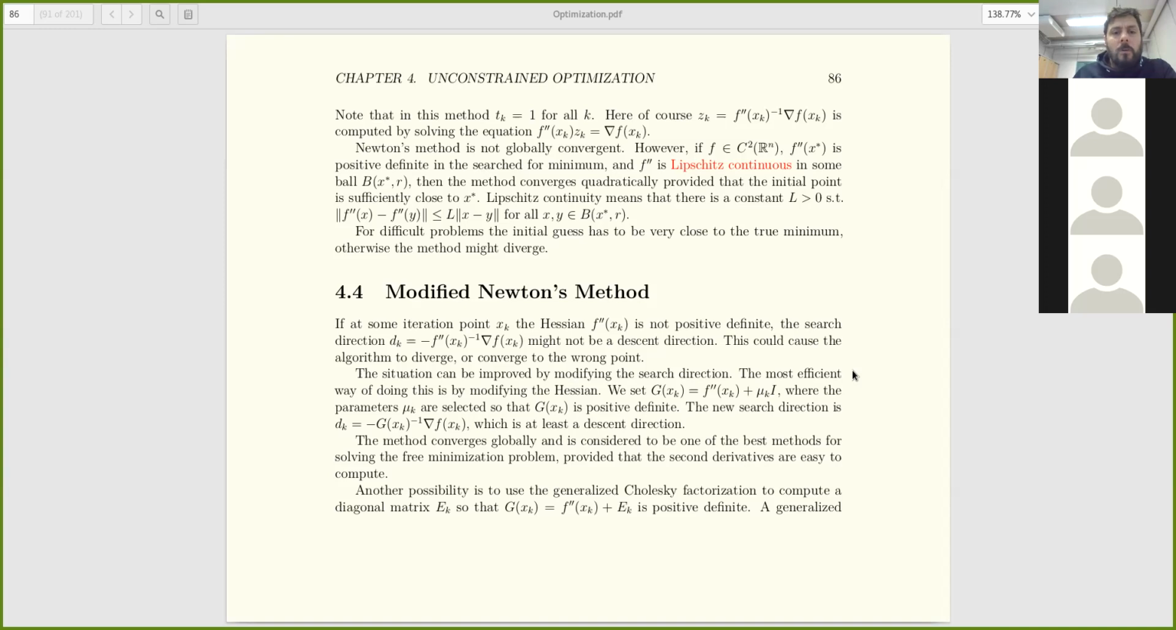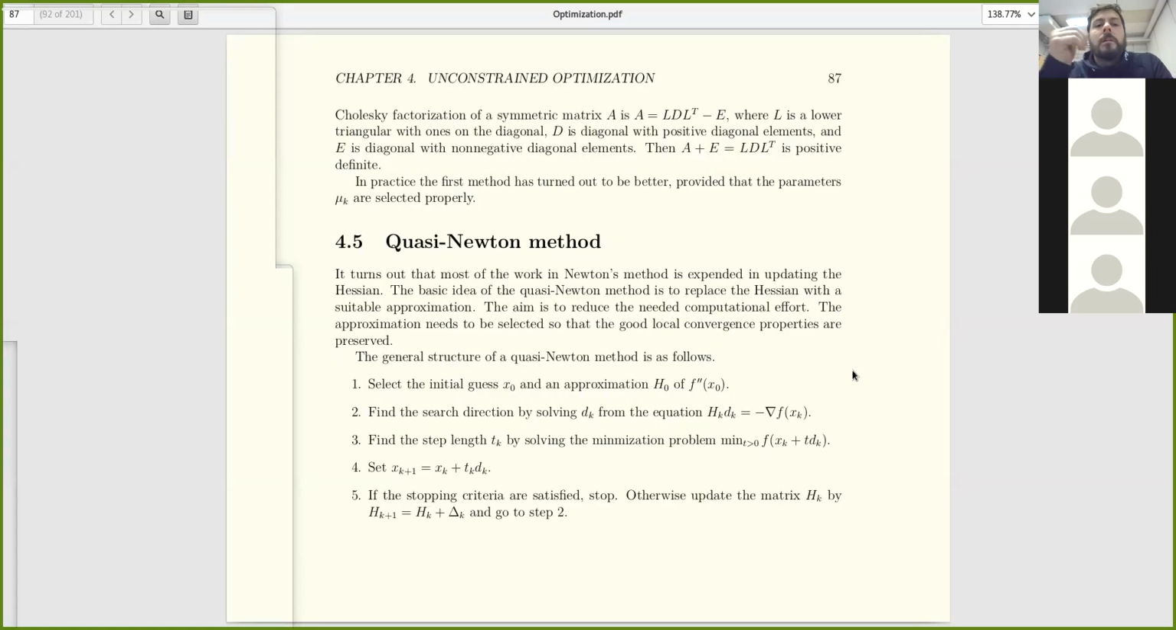So that modified Newton method is very simple to implement. You just calculate the Hessian and so on. The problem comes when we have a very high number of variables, or if the second order derivative is very hard to come by and calculate.